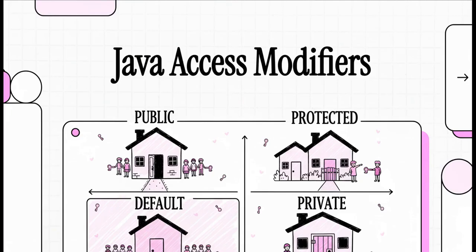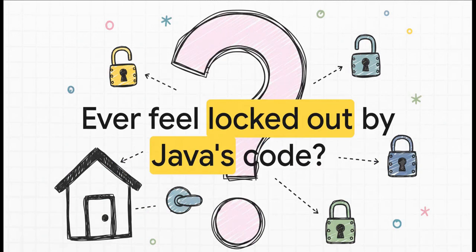All right, if you're a tester who works with Java, I bet you've run into this. Access modifiers. They can feel like these random locked doors in the code, right? Well, in this explainer, we're going to give you the keys to unlock all of them. Let's dive in.